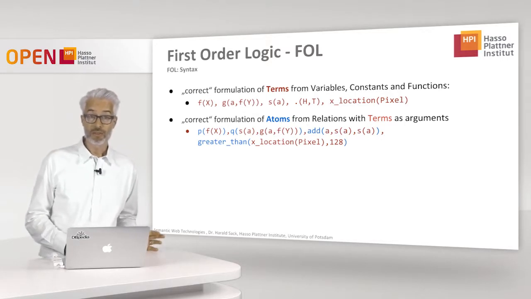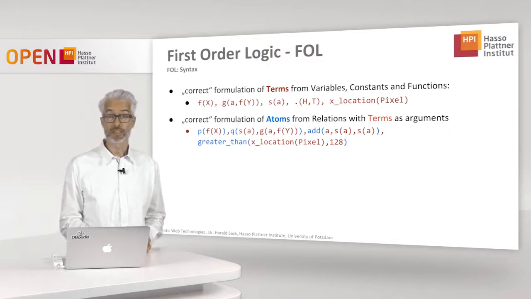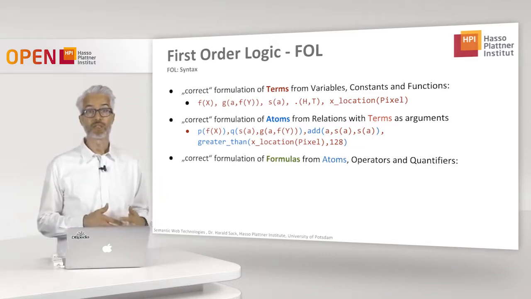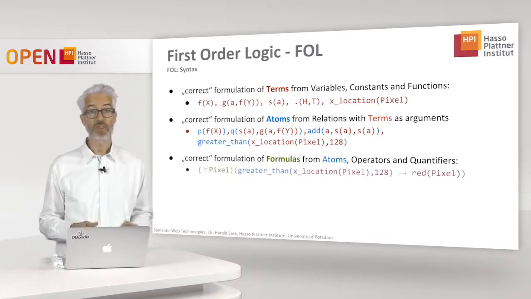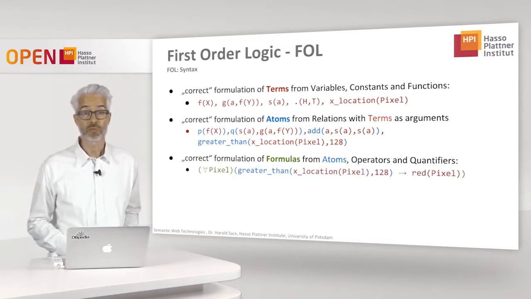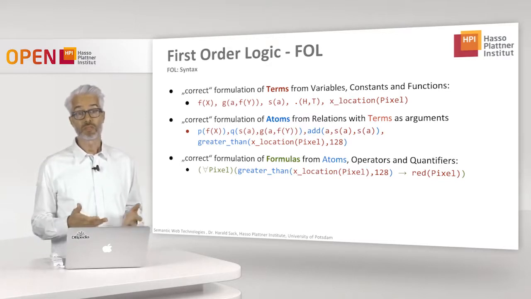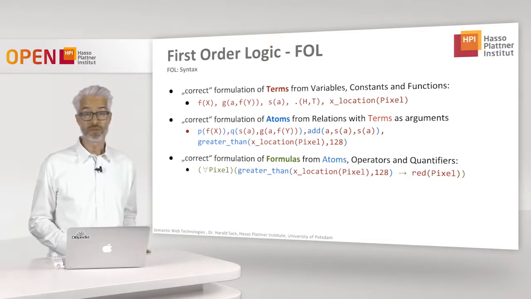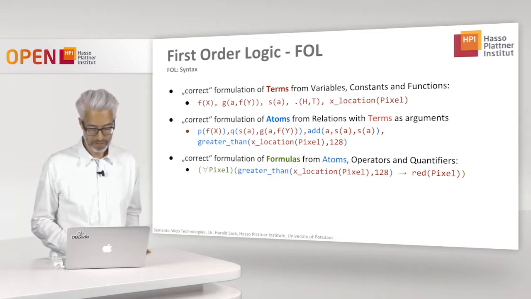But of course, you can also connect these atoms with logical connectors and with quantifiers, and then you end up with a correct formulation of a formula over atoms, operators, and quantifiers, which might look, for example, like that one, where you quantify over all variables, here referred to as pixels, which have to fulfill certain constraints or conditions which are given further on. So this would be a correct formulation of a formula.